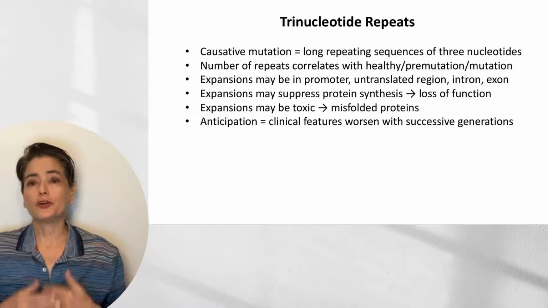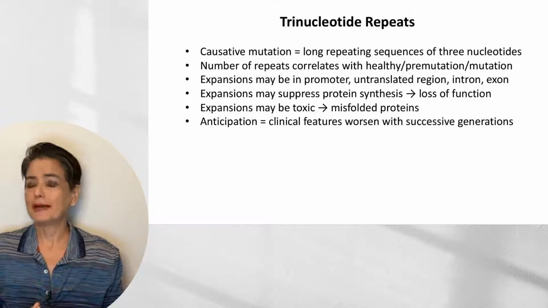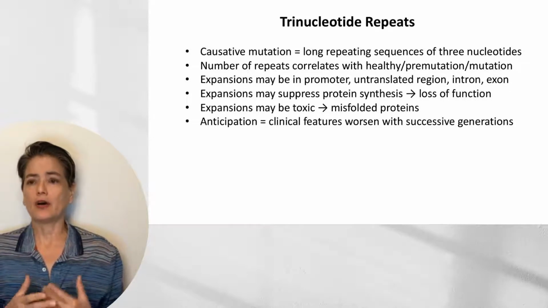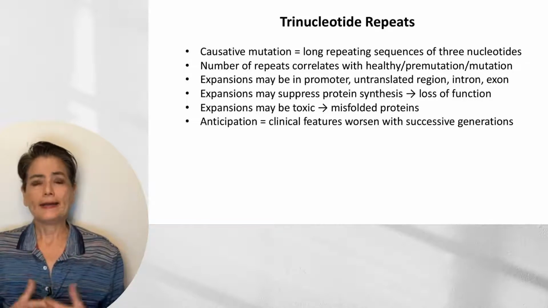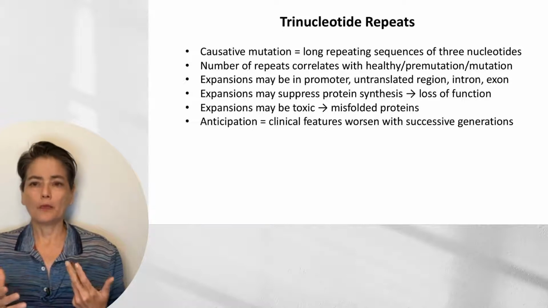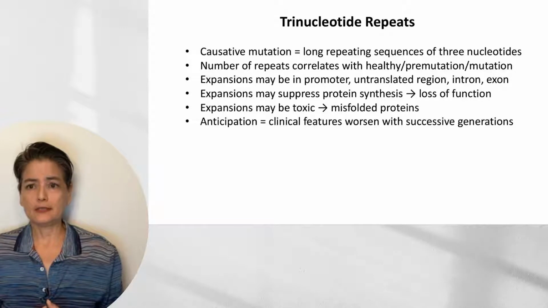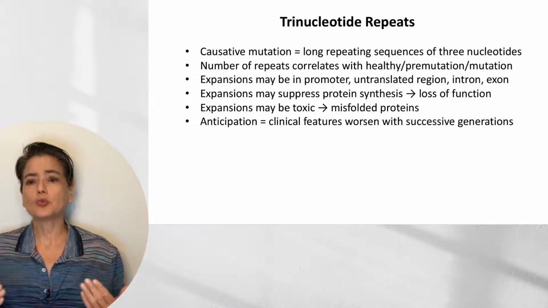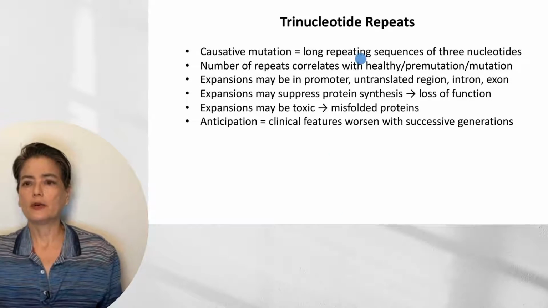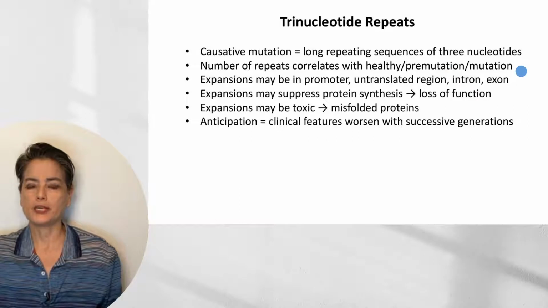So let's now return to humans with trinucleotide repeats. This is an interesting mechanism of disease. What happens is we have long repeating sequences of triplet repeats. And as you know, during DNA replication, you can get inappropriate expansion or even deletion of these nucleotides. What we see in these trinucleotide repeats is as we increase in our number of repeats, this is going to correlate with whether the individual will be healthy, have what we call a premutation or a mutation.